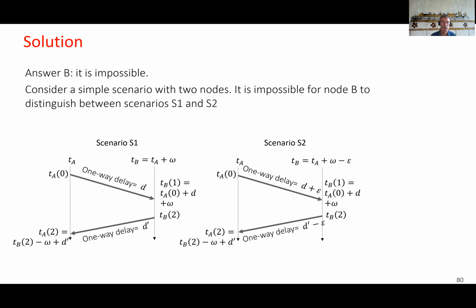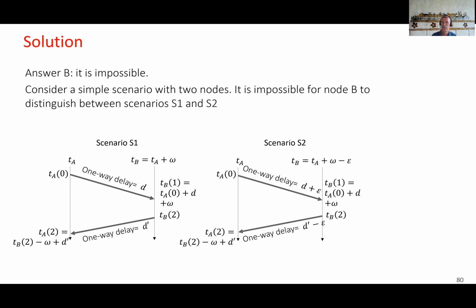If they are the same, there's no issue. I would just compute the round trip time and divide by 2. But the issue is what happens if they are not the same? Can we measure it? Here, if we do the calculations, we see that this minus epsilon here and this plus epsilon here compensate in both cases. So if you look carefully at the timings here, you see that the values are the same exactly everywhere. So those two scenarios produce exactly the same timestamps.